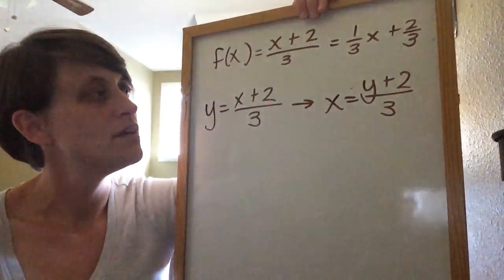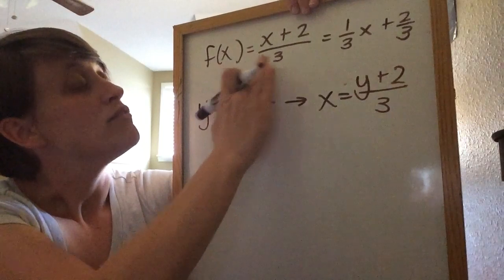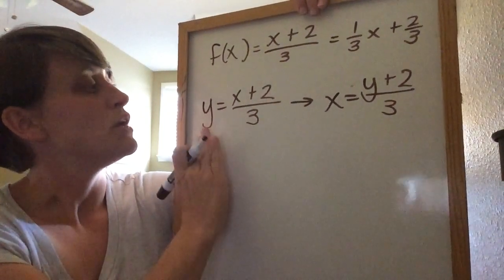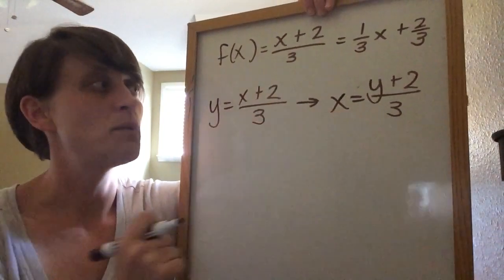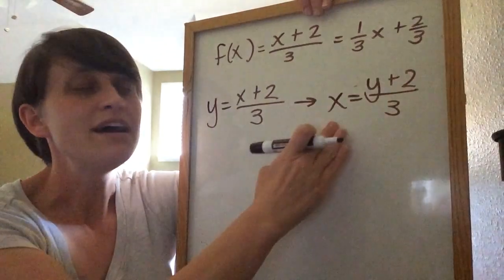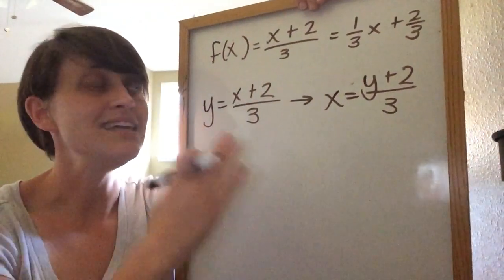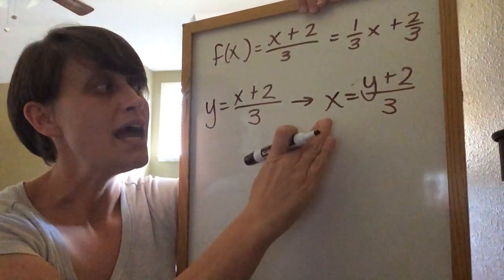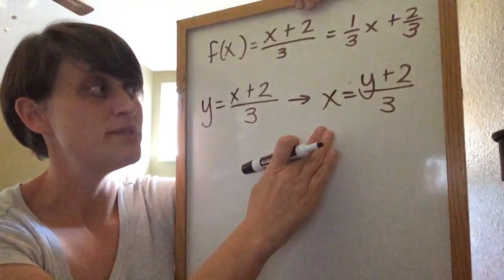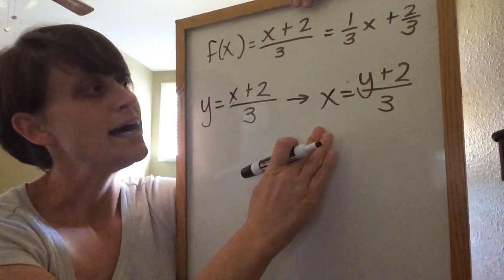You don't have to. So now we have made sure this thing is one-to-one. We called it y instead of f of x. X and y switch places. So we found the inverse relation here, but our job is to find f inverse of x, the inverse function. So we now have to write this in function notation. We need to solve it for y.